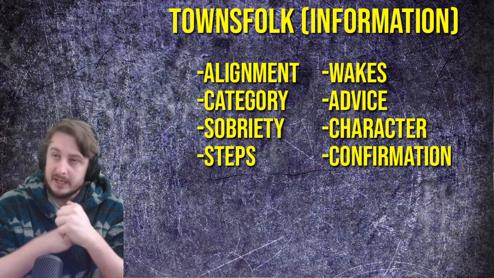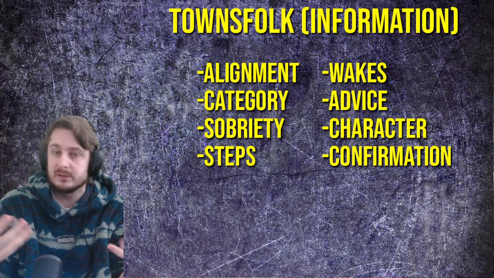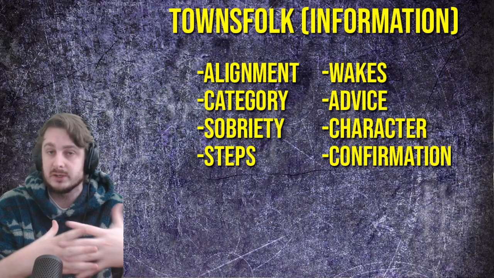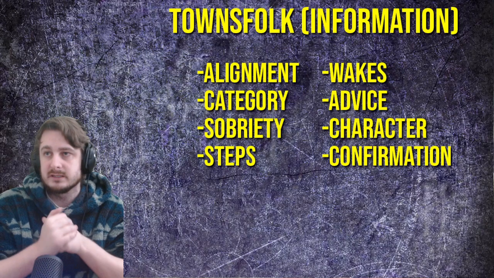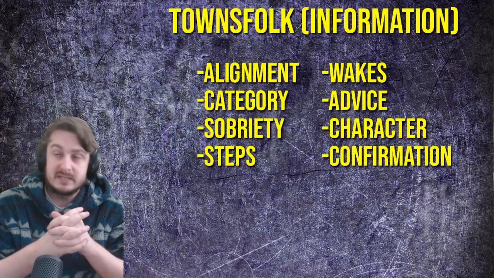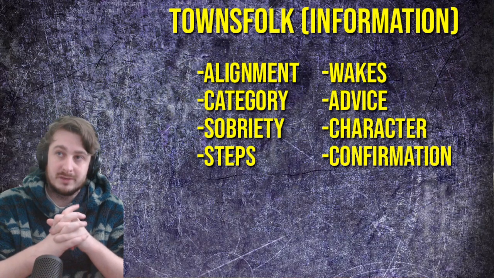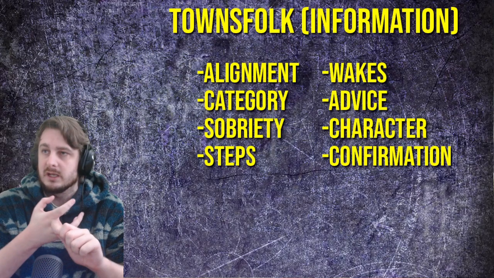We then have category. This is something that checks if a player is a particular type, like the Investigator or the Librarian, which search for a specific category of character. A sobriety check: the Acrobat is possibly the best sobriety check character. We have steps, which is the Clockmaker. Wakes, I believe the only one is the Chambermaid. Advice, you're looking at Fisherman, you're looking at Savant.